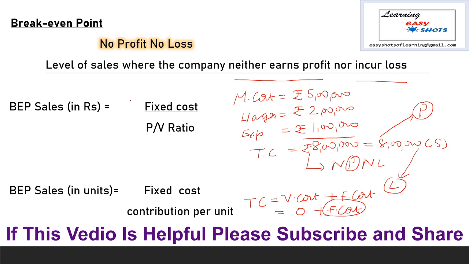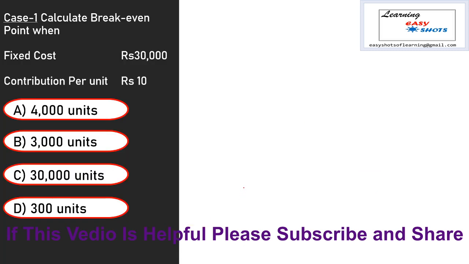When we calculate break-even sales in rupees, our formula is fixed cost divided by PV ratio, and to calculate break-even point in units, our formula is fixed cost divided by contribution per unit. Now in this video, we calculate break-even point in different situations. So in case number one, our fixed cost is 30,000 rupees and contribution per unit here is 10 rupees.